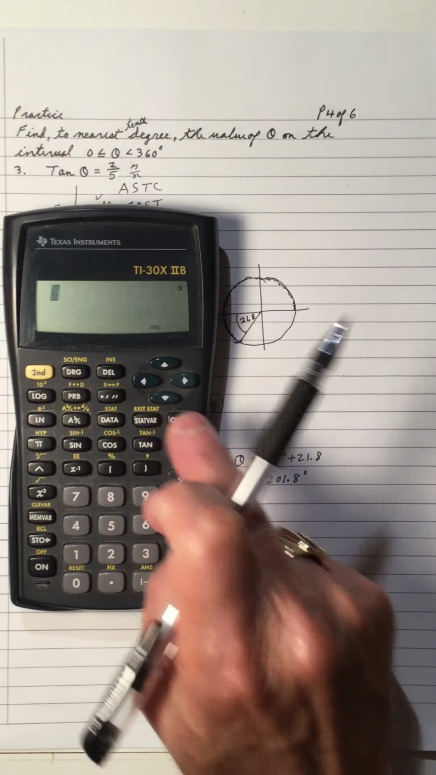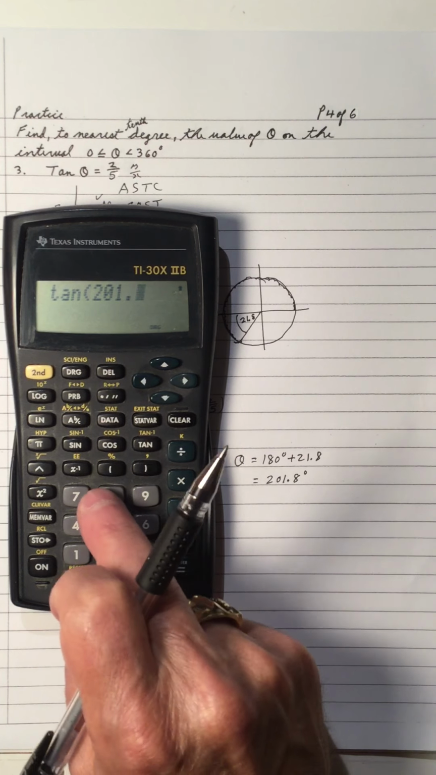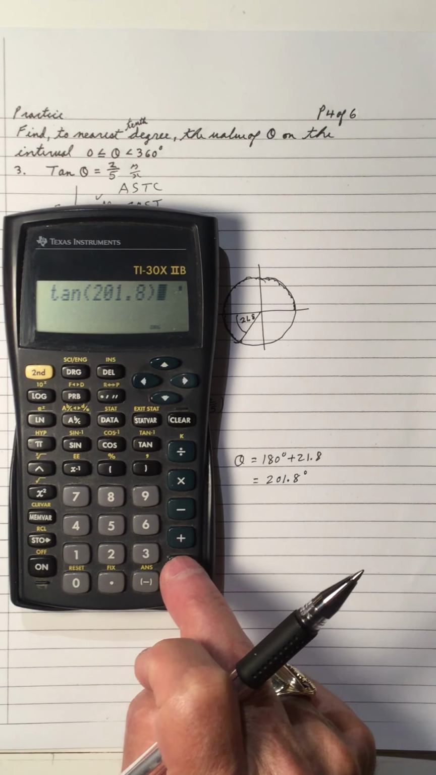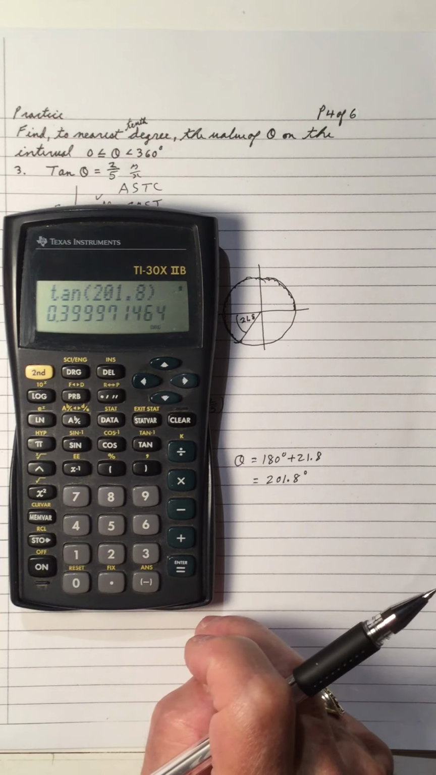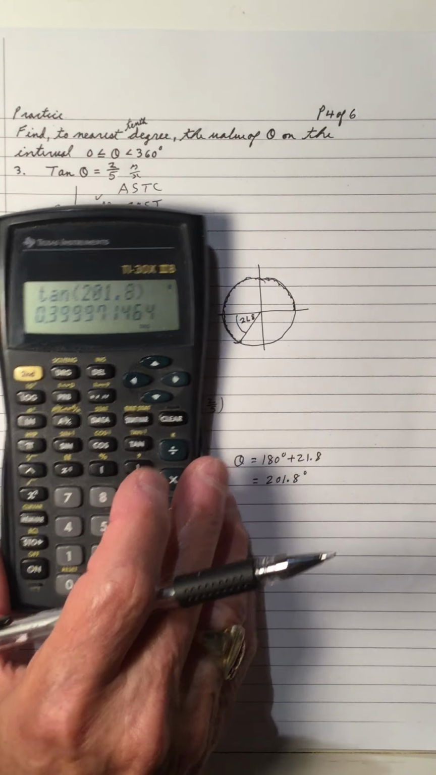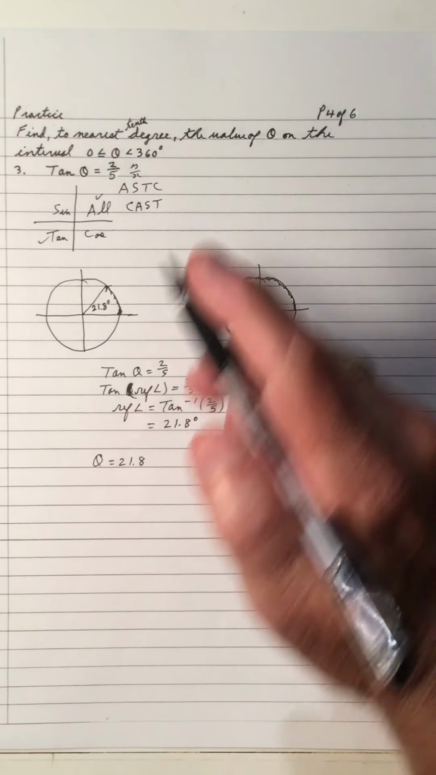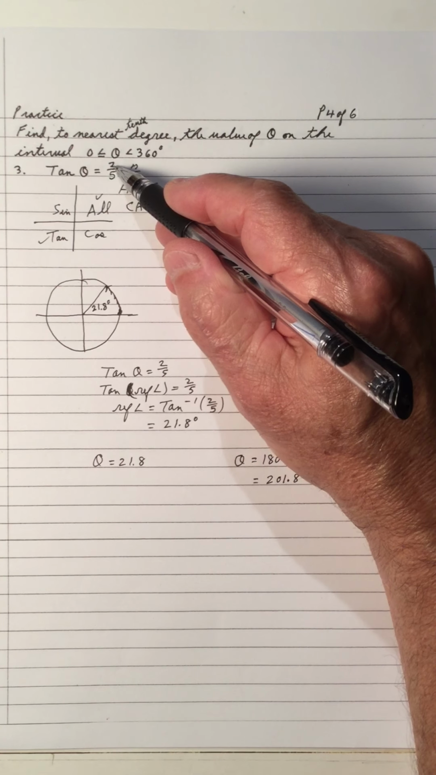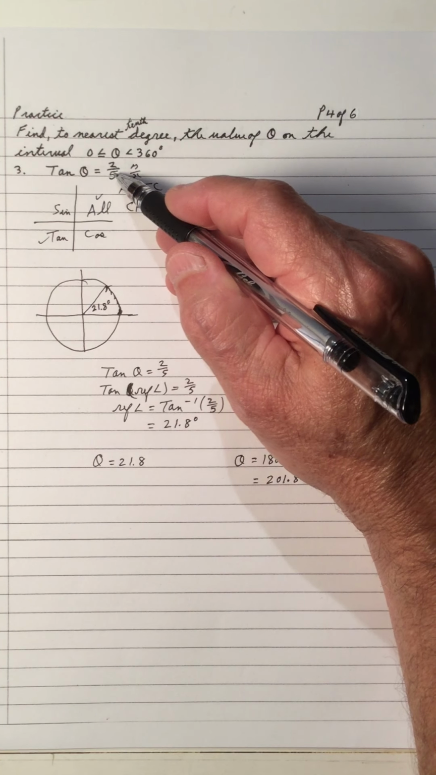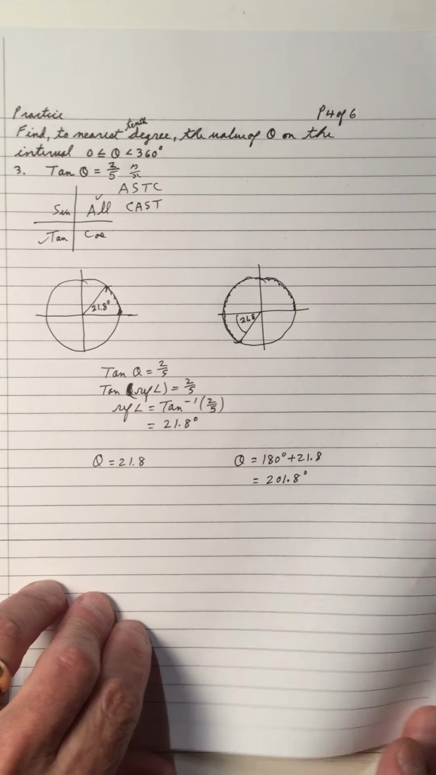Or we could do the tan, and again we're checking, tan of 201.8. 201.8 should give us the same value. And I know I'm right. I just checked myself. So plugging the answer back into here should give us 2 divided by 5, which is 0.4. So I know I have the two answers right.